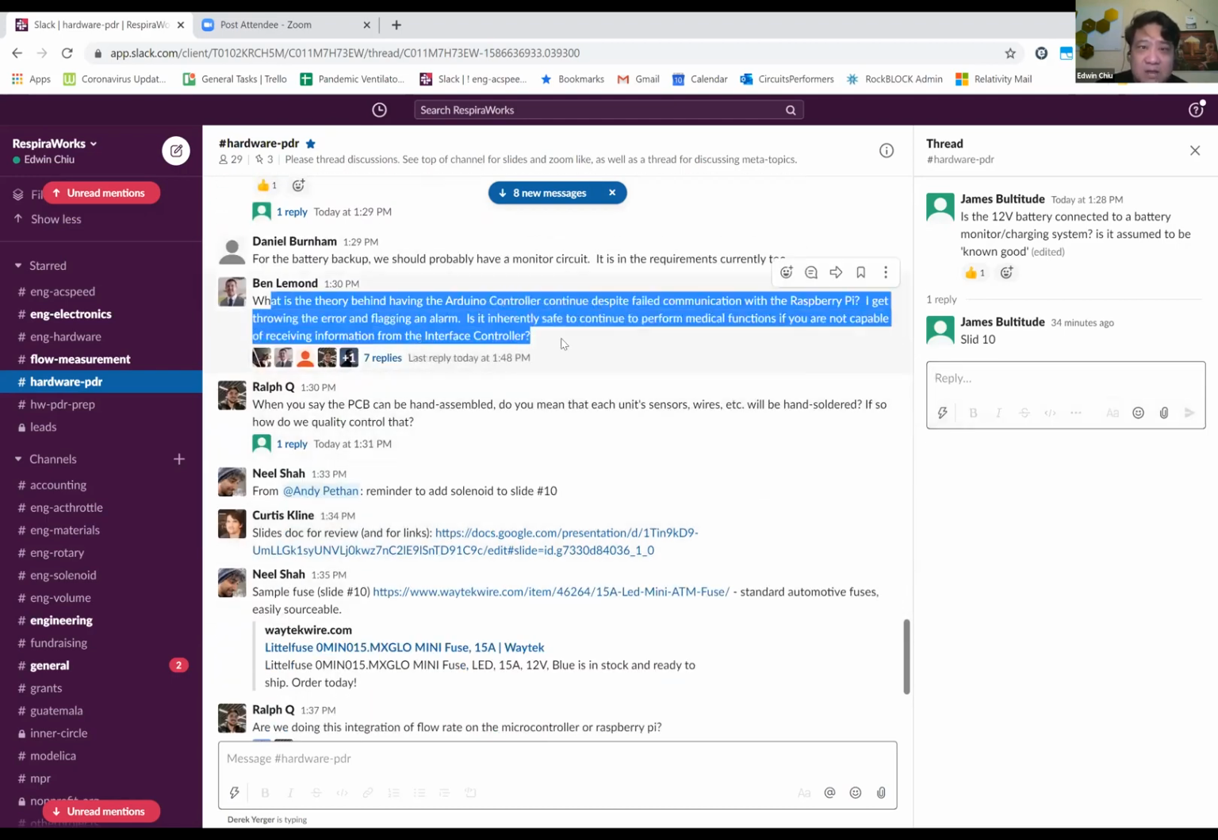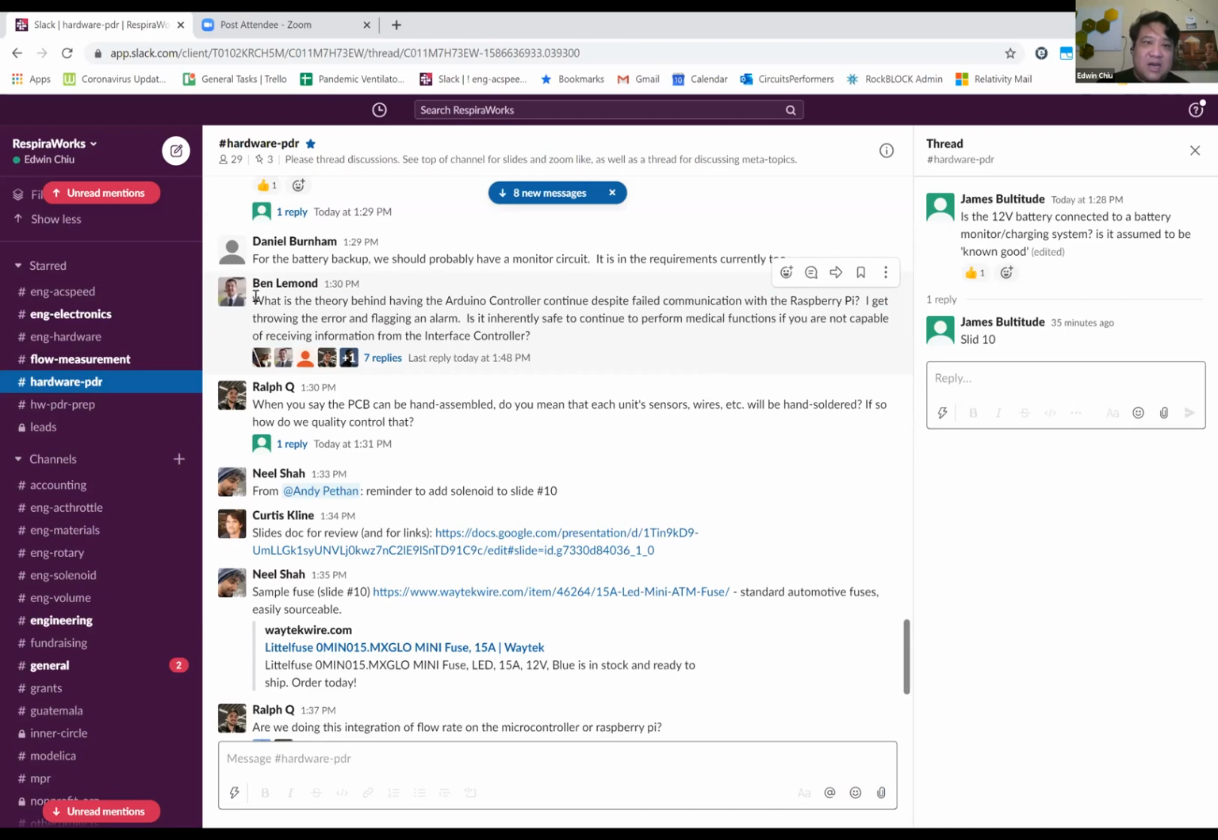Ben says, what is the theory behind having the Arduino controller continue despite failed communication on the Raspberry Pi? I get throwing the error and flagging an alarm. Is it inherently safe to continue to perform the medical functions if you're not capable of receiving information from the interface controller? That is the design intention. The interface controller is needed to change the parameters, and if you lose the ability to change the parameters from the computer, you will sound an alarm, so it can be reset. But what we expect is for the cycle controller to continue operating with the breathing parameters that were previously set by the doctor.